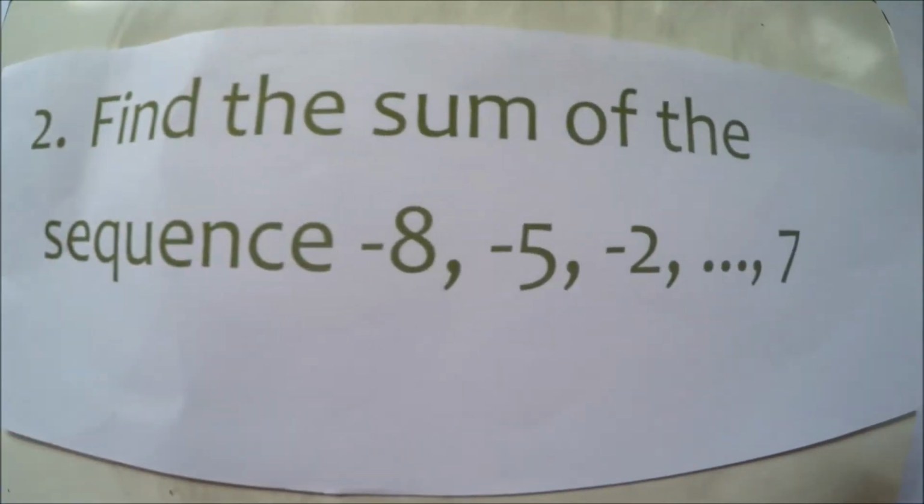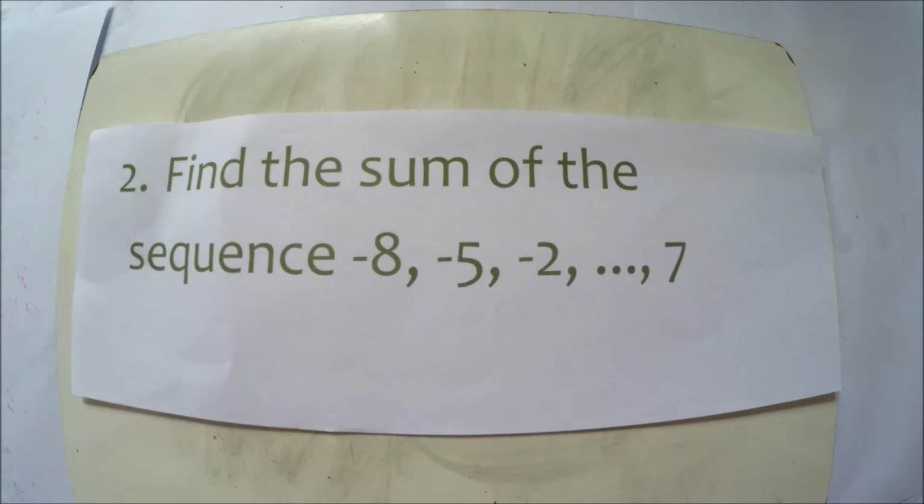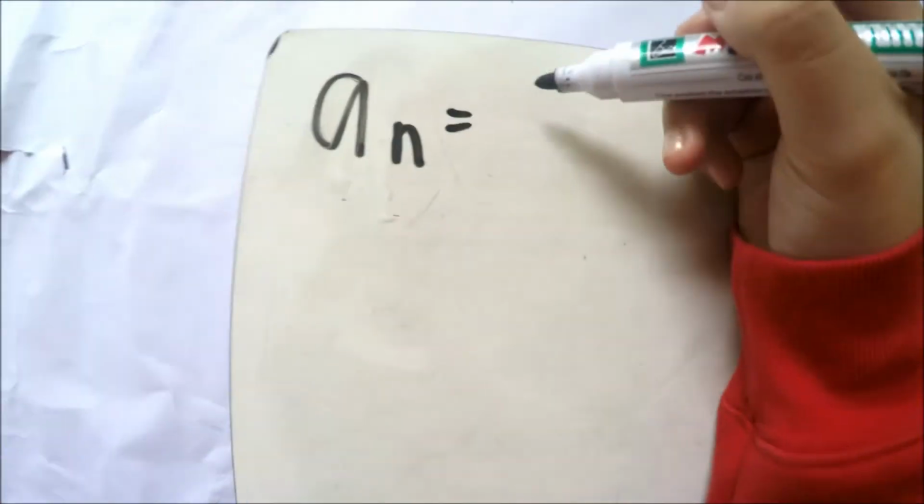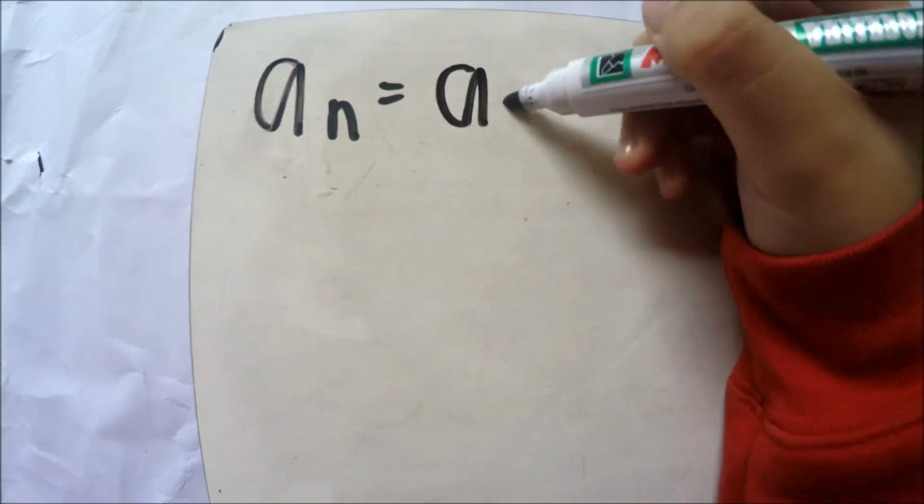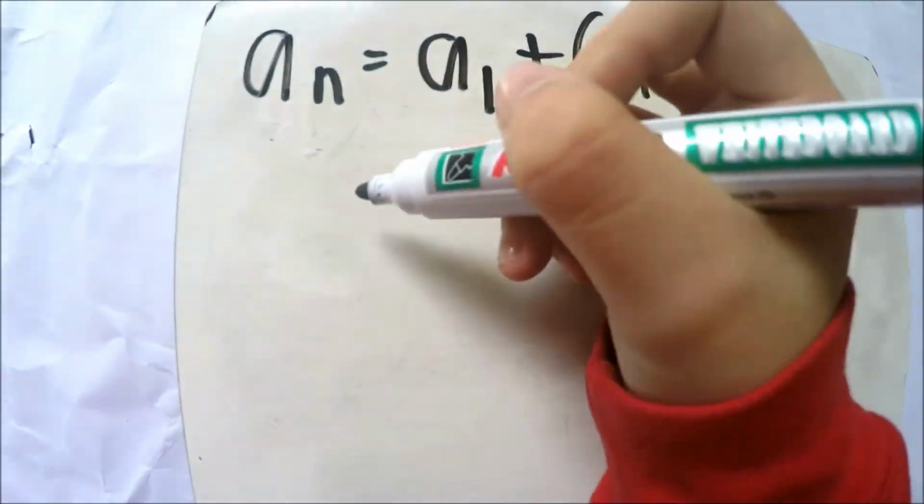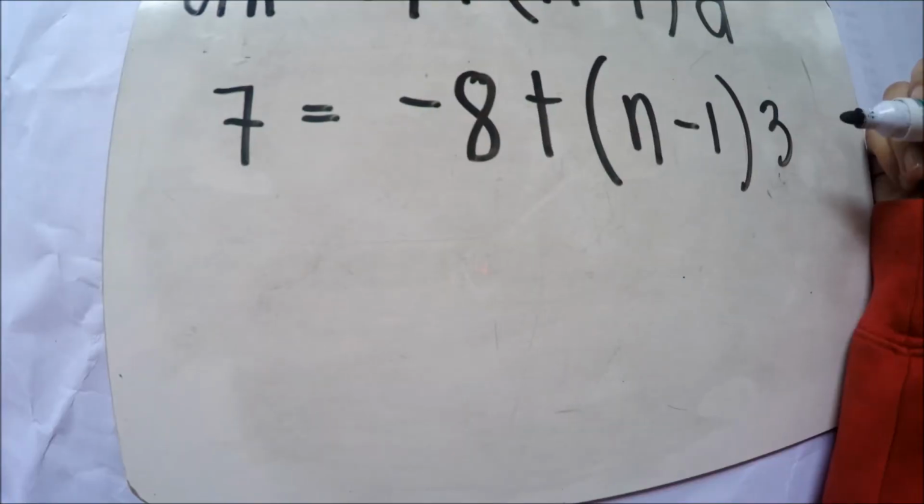Yay! Second problem. Find the sum of the sequence negative 8, negative 5, negative 2, and so on with the last term of 7. In this problem, what's missing is the n, or the number of terms. To be able to find n, we'll be using the formula a sub n equals a1 plus the product of n minus 1 and d. First step, just input the given terms: 7 as the last term, negative 8 as the first term, and 3 as the common difference.